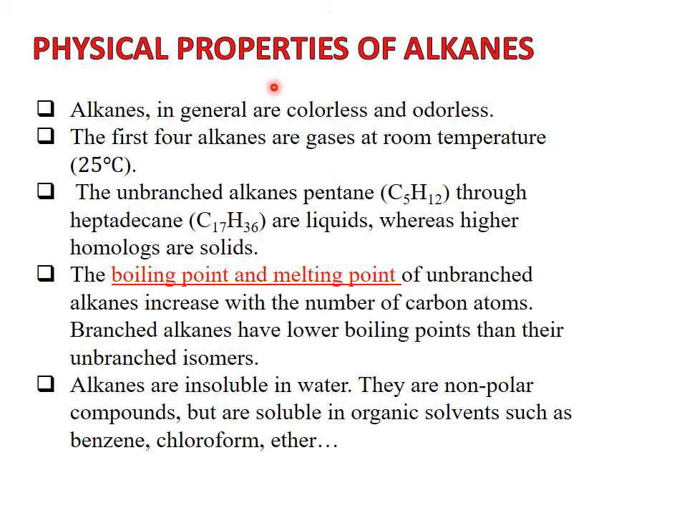Now let's move to the second objective, which is about the physical properties of alkanes. The first property is that alkanes are in general colorless and odorless. The second property is about the physical states of the first 4 alkanes. The first 4 alkanes, which means from n=1 till n=4. So I'm talking about methane, ethane, propane, and butane.